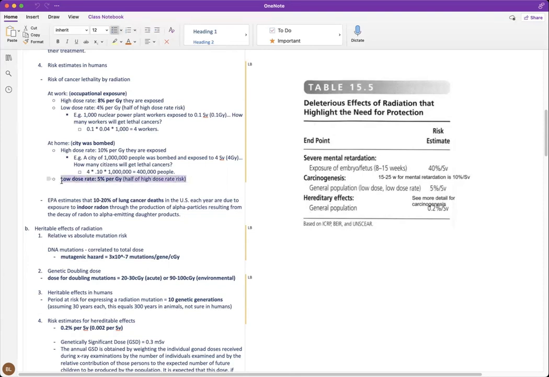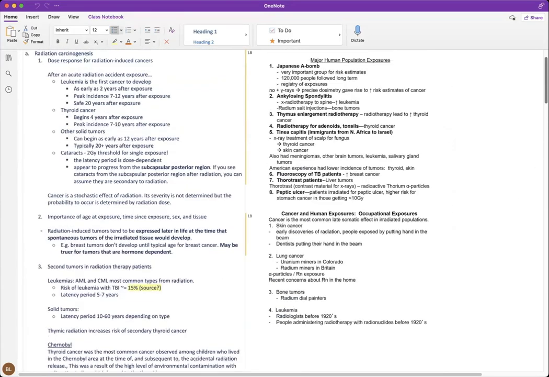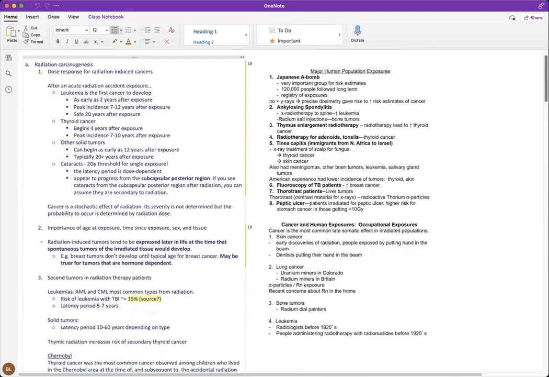This thing, although this is cancer lethality, hereditary effects, 0.2% per Gray. These are some, I guess, supplementary things related to this topic. I think I've talked about some of this. So I will go down.